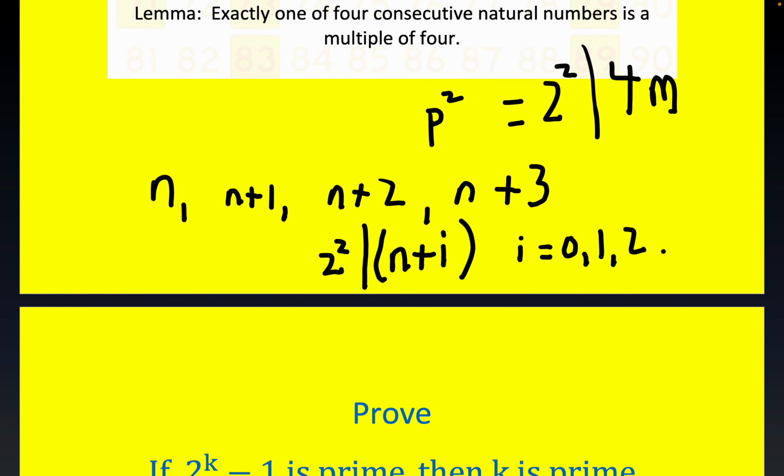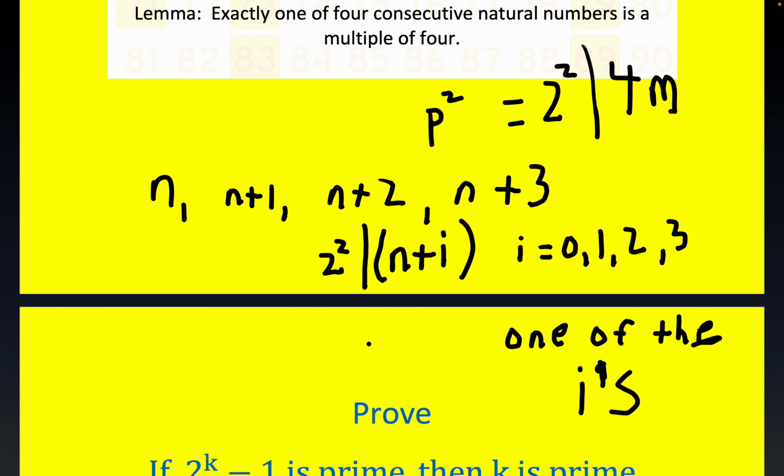Okay, not all of them, but for some I, for one of the I's. Let me just write one of the I's. There's probably a more formal way with the notation to do this, but just one of the I's, like this. Okay, but for one of the I's, the 2 squared is going to divide it, and if that happens, one of them is going to be 0.